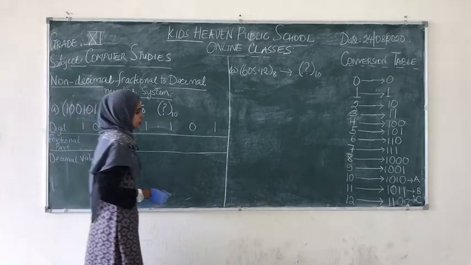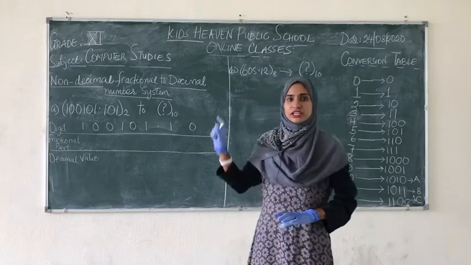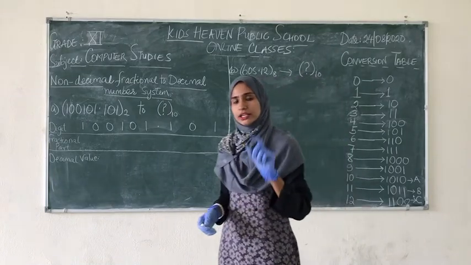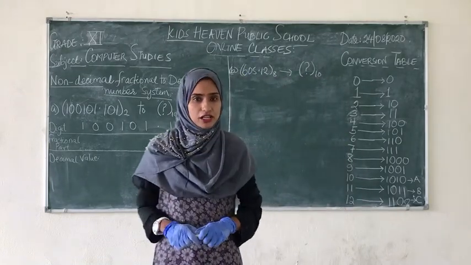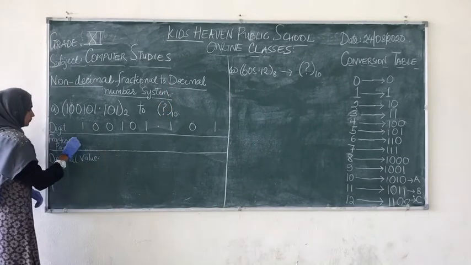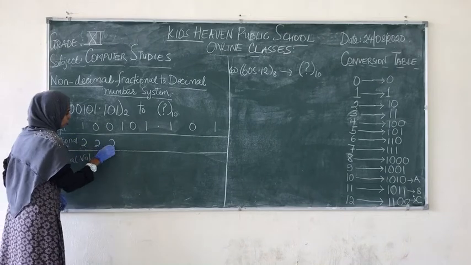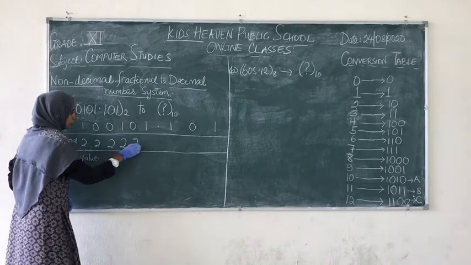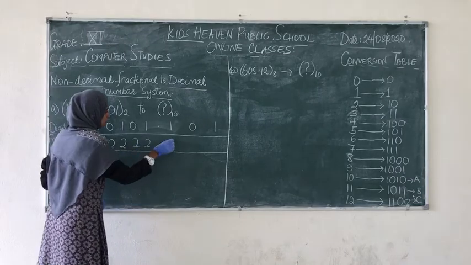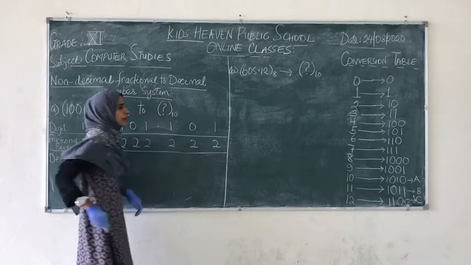Now what do we do in this fractional part? We write the base which we are converting from and then we put the exponent value. Now we have the bases 2, 2, 2. We will use the same base for all because it's all in binary.